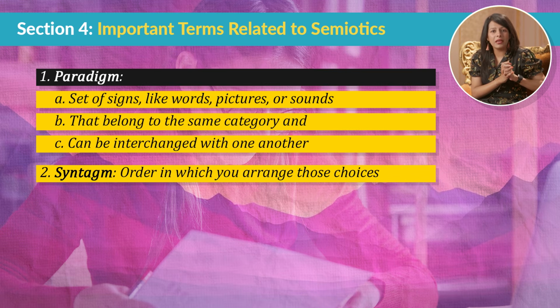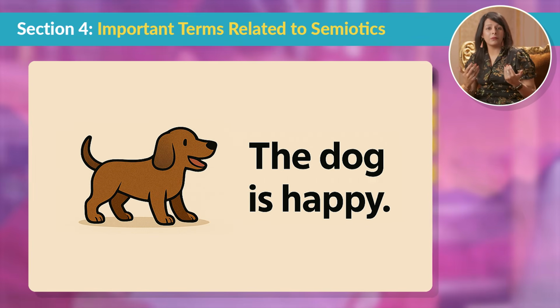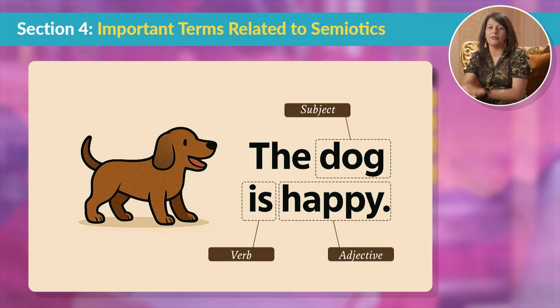Now comes syntagm. It is about how you arrange these signs, how you put them in order to make sense. Again, take the sentence, the dog is happy. The words here follow a certain structure. Subject, verb, adjective. Dog is the subject, is the verb, and happy is the adjective. This order helps the sentence make sense. But if you say happy dog the is, it becomes confusing. That's because the order is wrong. The words are not in the correct syntagmatic sequence. Both work together to help us understand and communicate meaning clearly.